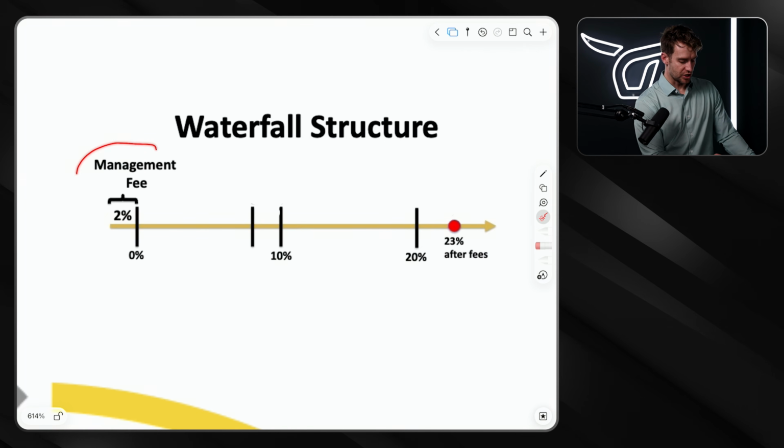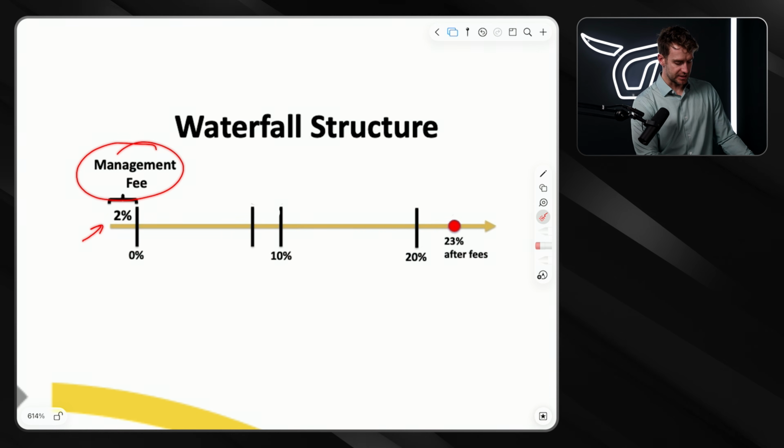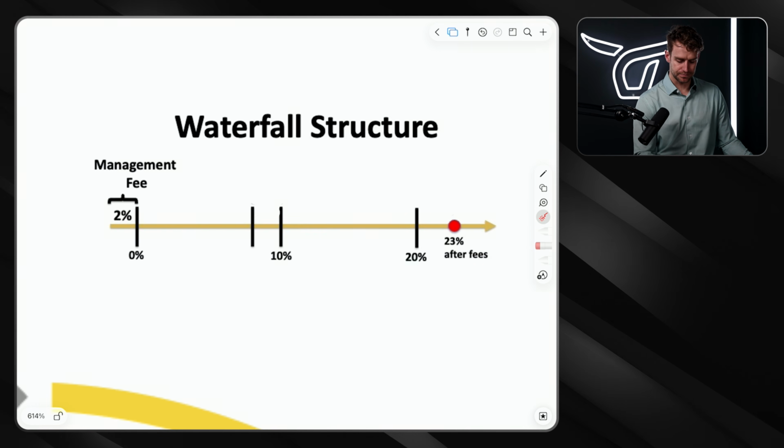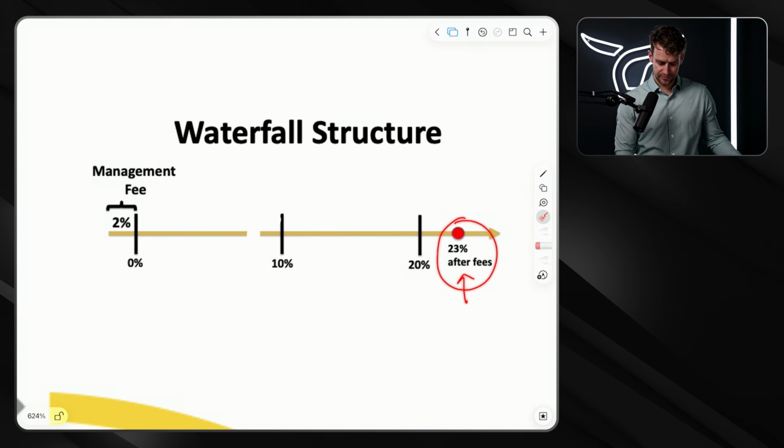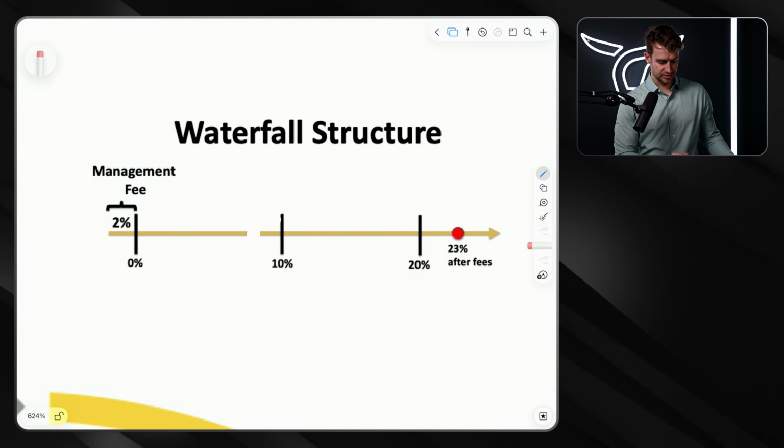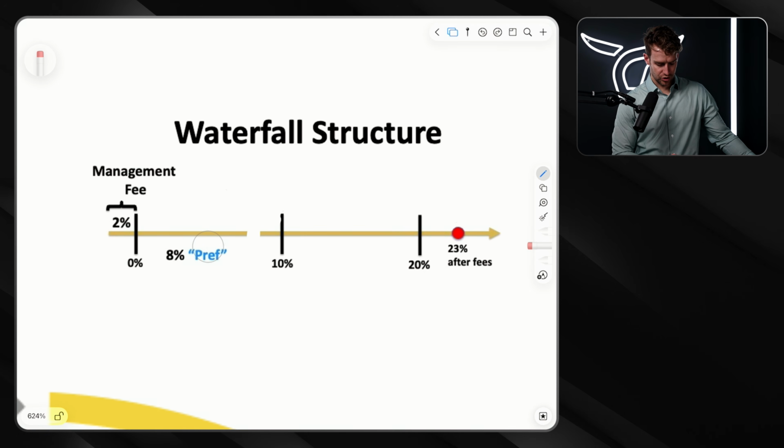Most firms charge a management fee, and that's typically 2%, charged 0.5% per quarter. Okay, that's pretty standard. So again, this deal had a 23% return after fees in 1 year. Typically what a lot of funds do, they take a management fee. They'll do something like a preferential rate of return, or pref.